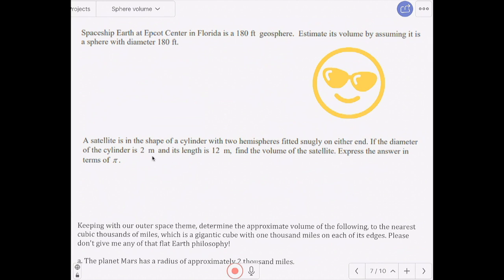So do that question and try your best with this question on the satellite. It says that the length of the cylinder part is 12 meters and the diameter of the cylinder is 2. So by me reading this, it says that the 12 represents not the length of the satellite, but the length of the cylinder. So try those two questions out, and I'll give you the answers for one of the two. Unpause when you're ready.